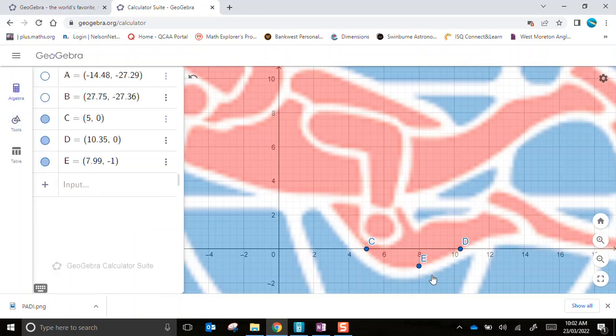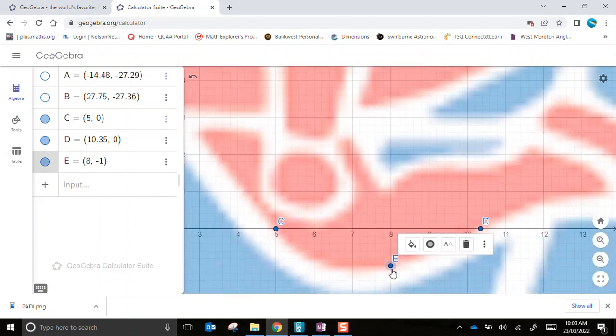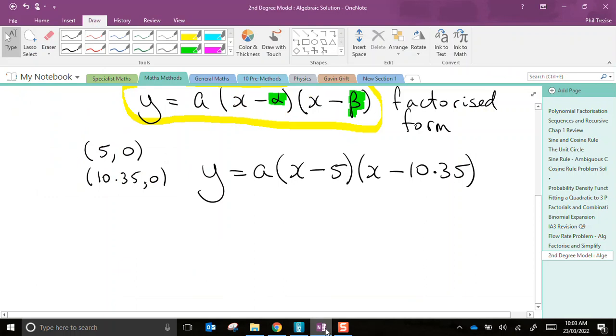And that looked very close to 8, isn't it? Let's just zoom in and see if I can fudge that slightly to make my life easier. There it is, 8 and -1, and it still looks like it's on the boundary of those two. I might have fudged that slightly, but you won't tell anybody, I hope. So there's our third point, which is at 8, -1.